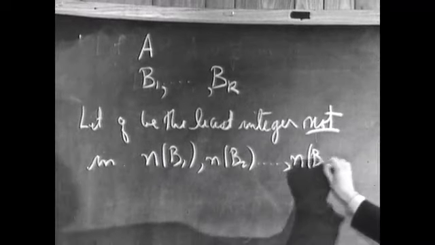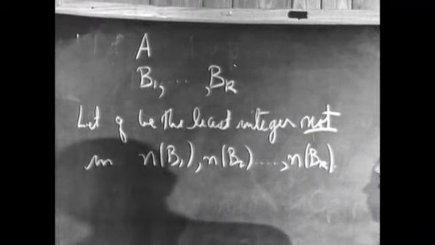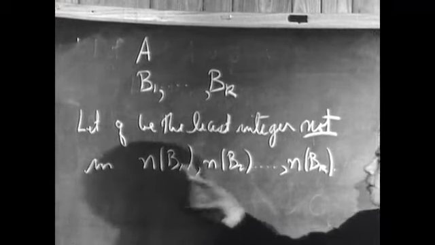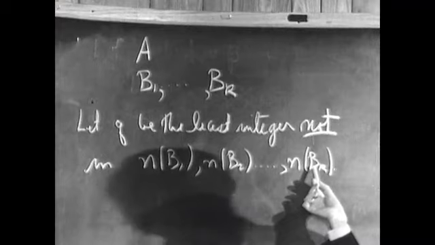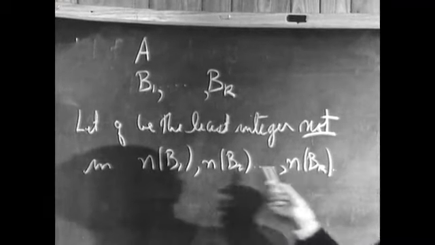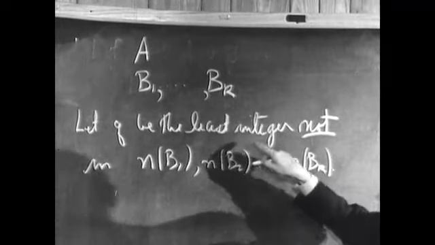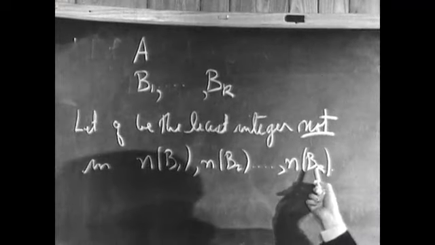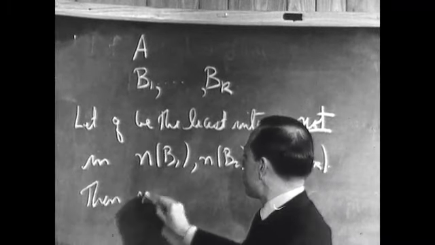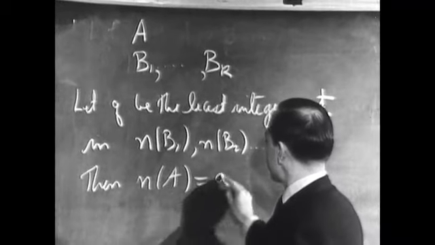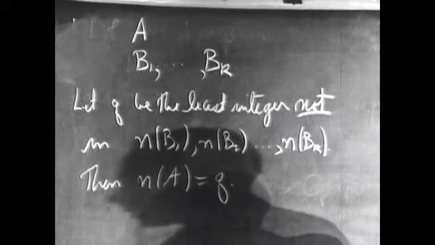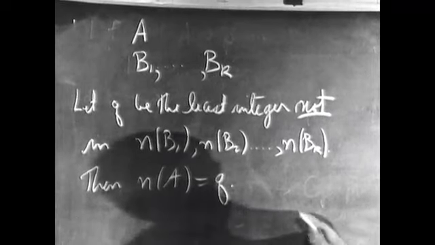n of bk. I want you to imagine that we're calculating these things by working our way up from the bottom so that we already know what all these numbers are. And then I claim that we could calculate the smallest, of course, non-negative integer which does not appear in this list. And I claim then n of a equals q. So this gives an explicit way of calculating. Now let me prove that this is true.